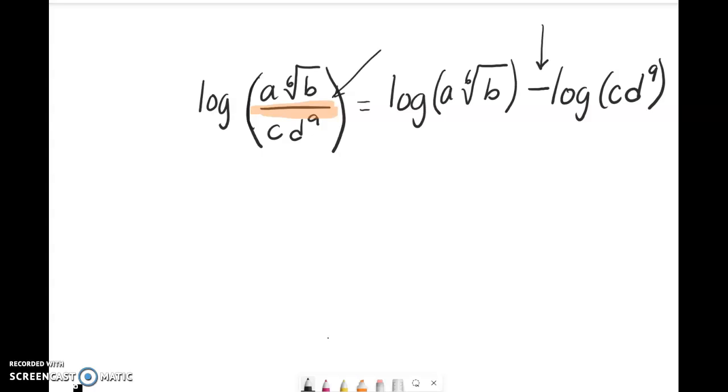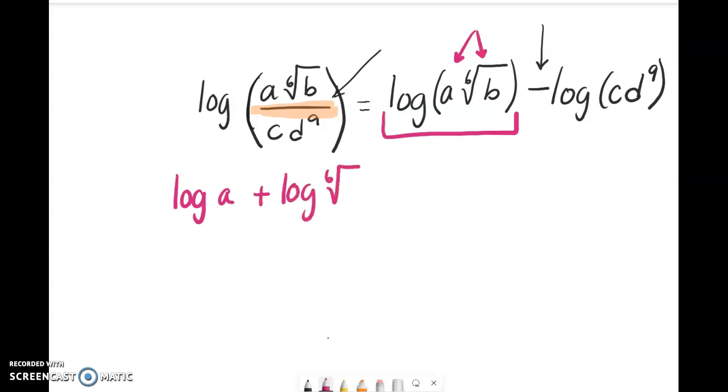The quotient property says I can rewrite this single logarithm, if there's a quotient, with a subtraction sign. Now I'm going to expand this further. I'm going to focus on this logarithm first. These two things, a and the sixth root of b, are multiplied together, so I can expand them using the product property. I can say the log of a plus the log of the sixth root of b. Then I have minus the log of c d to the ninth.